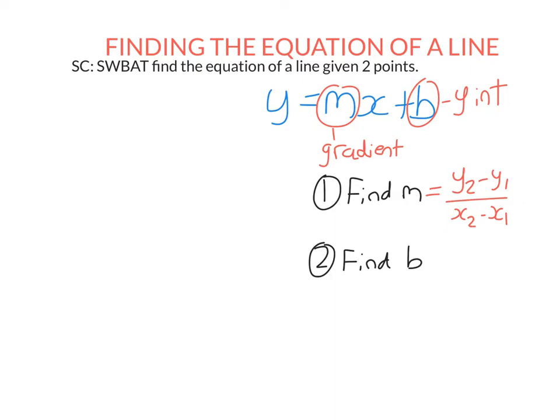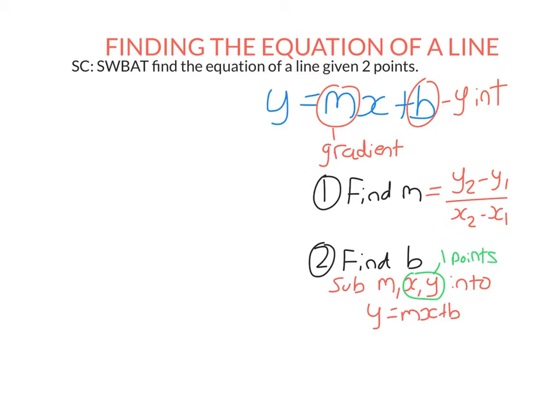Then after we've found the gradient, we're going to sub m, x, and y into the equation y equals mx plus b, and we're going to do that to find b. So x and y will come from one of the points. It doesn't matter which one, because we're finding the equation of the line when you're given 2 points.